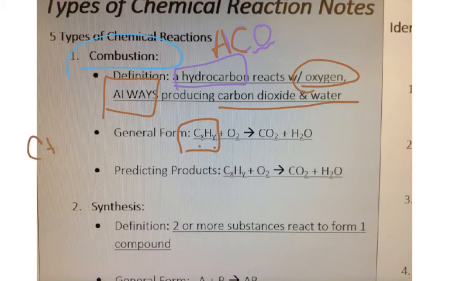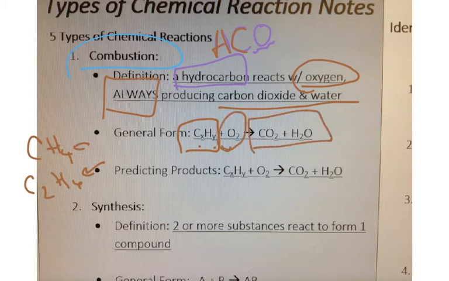So I could have CH4, or I could have C2H6. And the X just changes. So in this first one, the X was 1, in this one it is 2. But notice that it is a hydrocarbon, and we're adding oxygen, and the products are carbon dioxide and water.